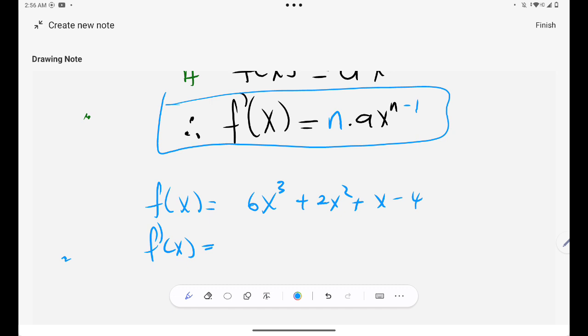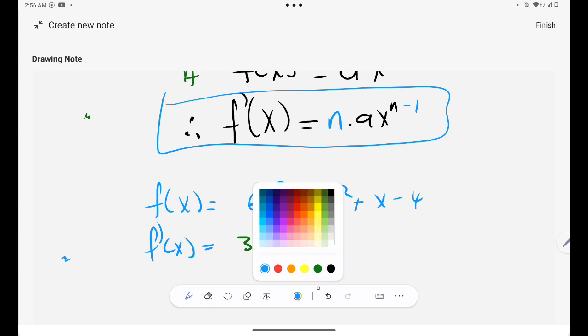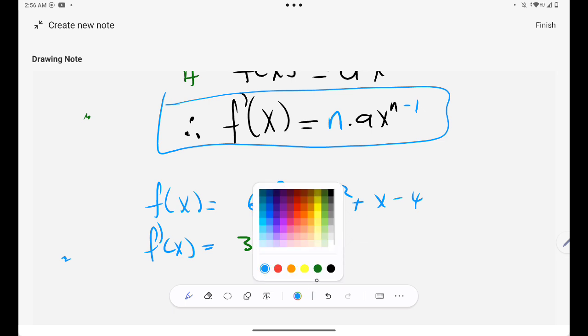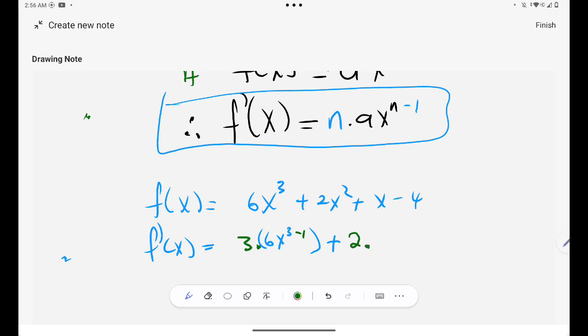Are you together? For everything that has x, so what will I say? I'll say 3 multiplied by 6x3, and then I need to subtract 1 at the exponent. Do the same thing: take the exponent, put it in front, and then you'll have 2x, still have a 2, but now you must subtract 1.